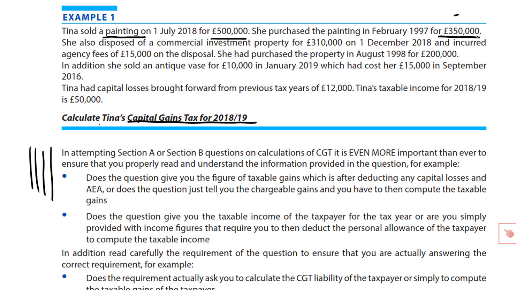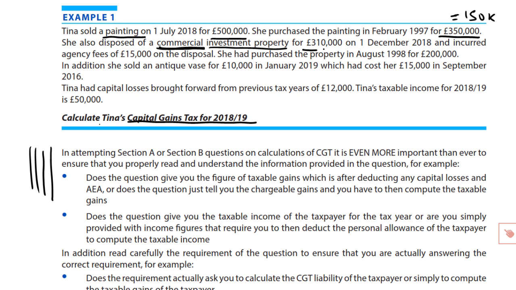£500,000 of proceeds, £350,000 worth of cost. Well, that equals £150,000 worth of gain. Next one, a property. But look, it's a commercial investment property. Commercial, not residential. That therefore means that the taxable gain on this will be treated like the taxable gain on any other investment asset that we might have, and therefore the 10% or 20% rates will apply.